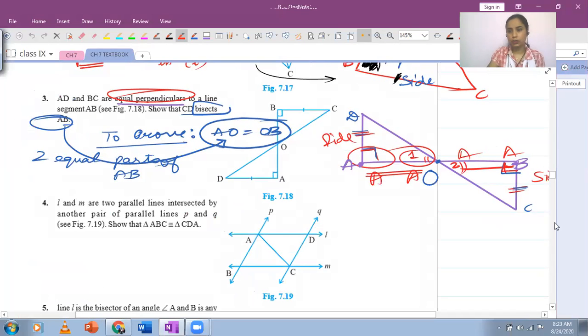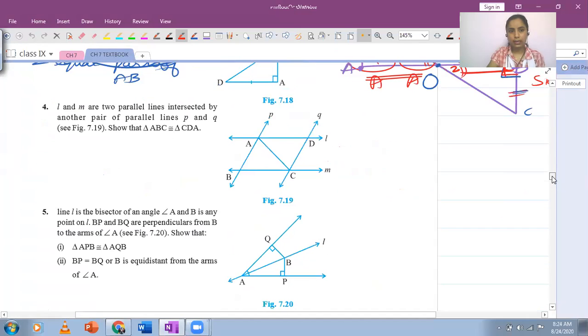The fourth question of the exercise is this one. You have been given L and M are two parallel lines. I'll just indicate that. So L and M are two parallel lines. Then they are intersected by another pair of parallel lines. Both these L and M are intersected by these P and Q lines, which are also parallel to each other. So this would mean that P is parallel to Q. This is what we have.